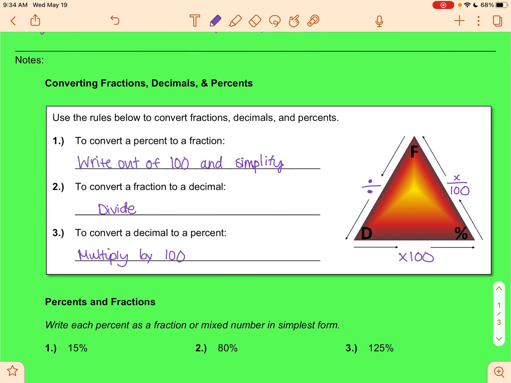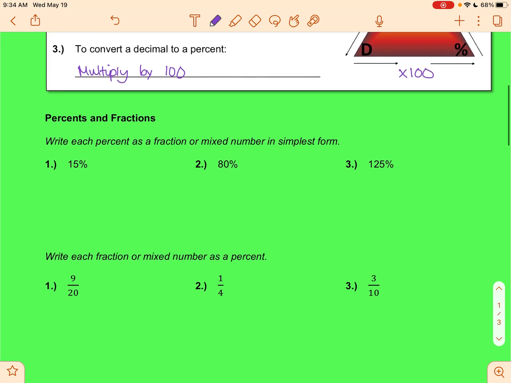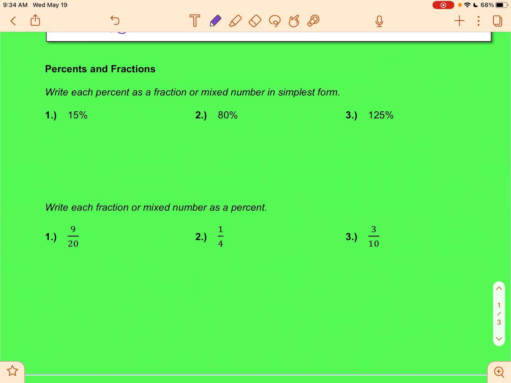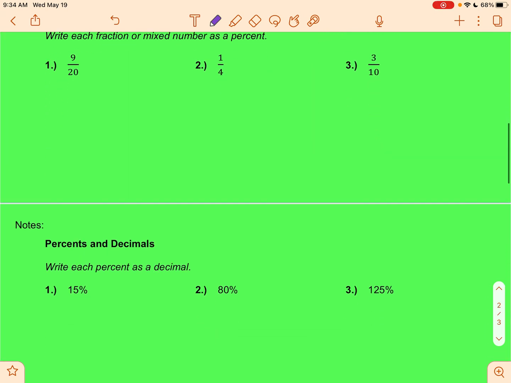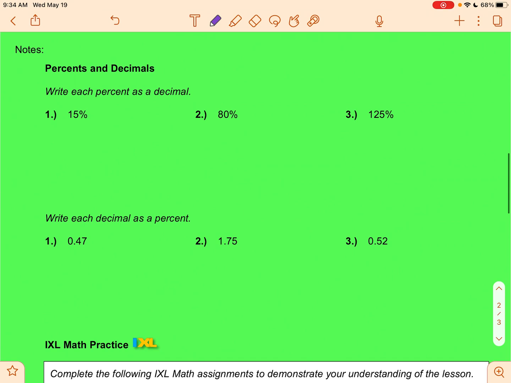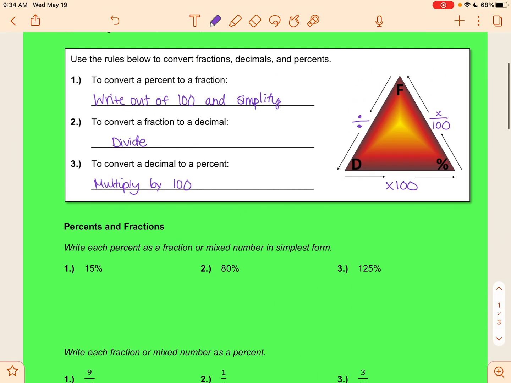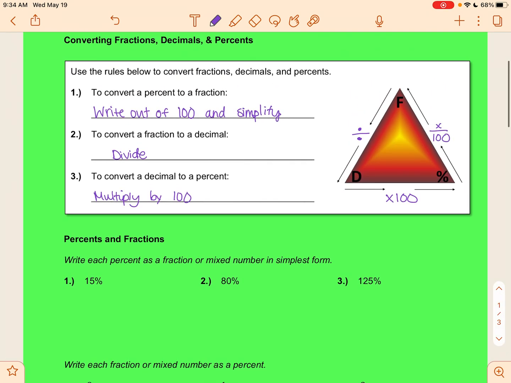We are splitting this lesson into 2 days. So today we're going to do the first 6 problems, and then on Thursday we will do the last 6 problems. Okay, so today we're only doing these ones. Alright, so the first set of problems: write each percent as a fraction or mixed number in simplest form.